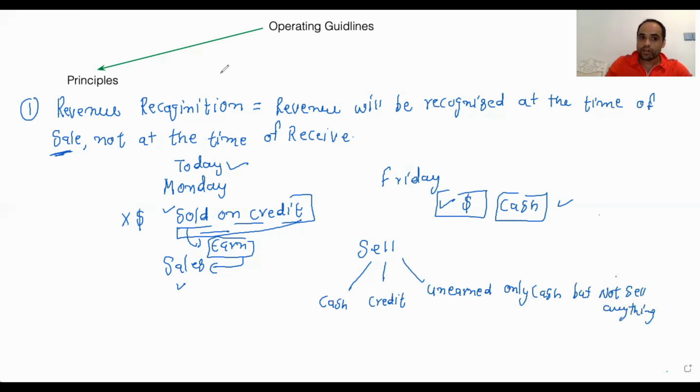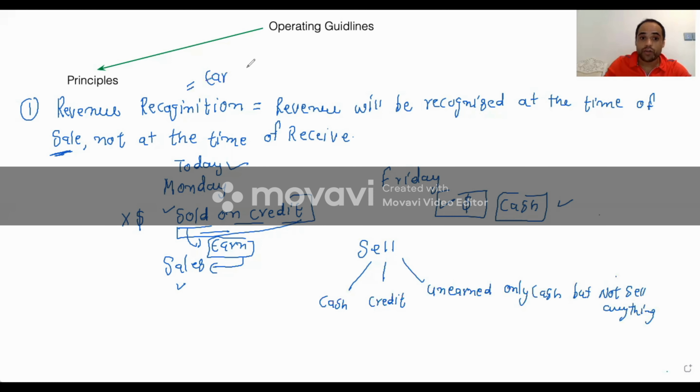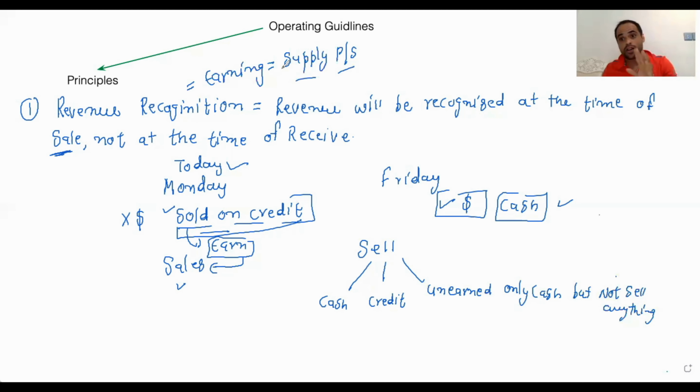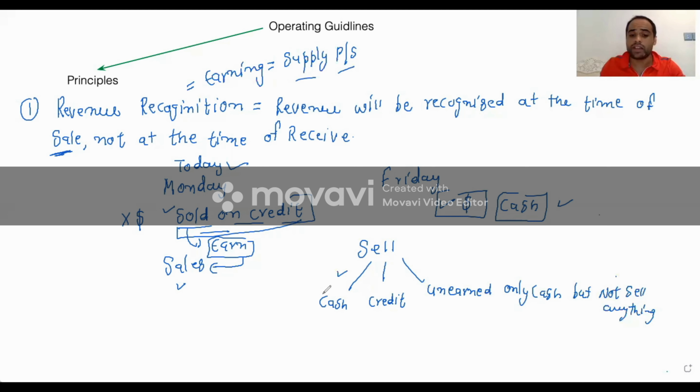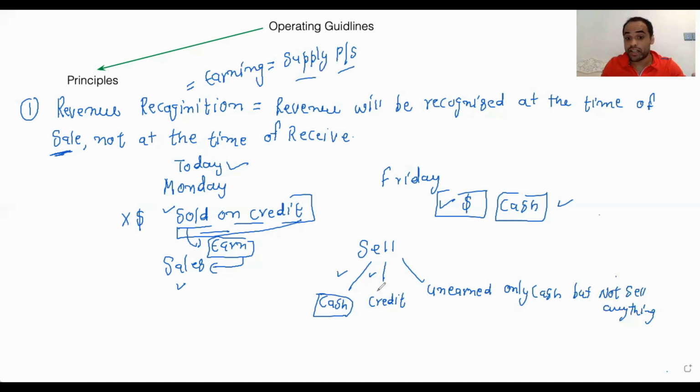So yes, revenue recognition, the important is earning. When do you earn? Earn means when do you supply product or service? Whenever you deliver product and service, it will be considered as your revenue. Like here, did you deliver product and service? Yes, but customer is giving you cash, so you record right now. Did you deliver product and service? Yes, but customer pay you cash, no problem, because you already delivered.